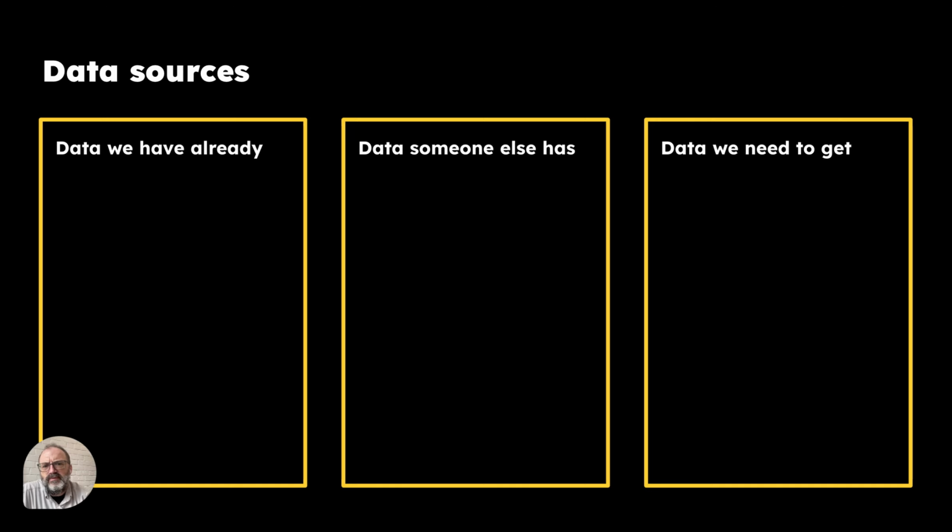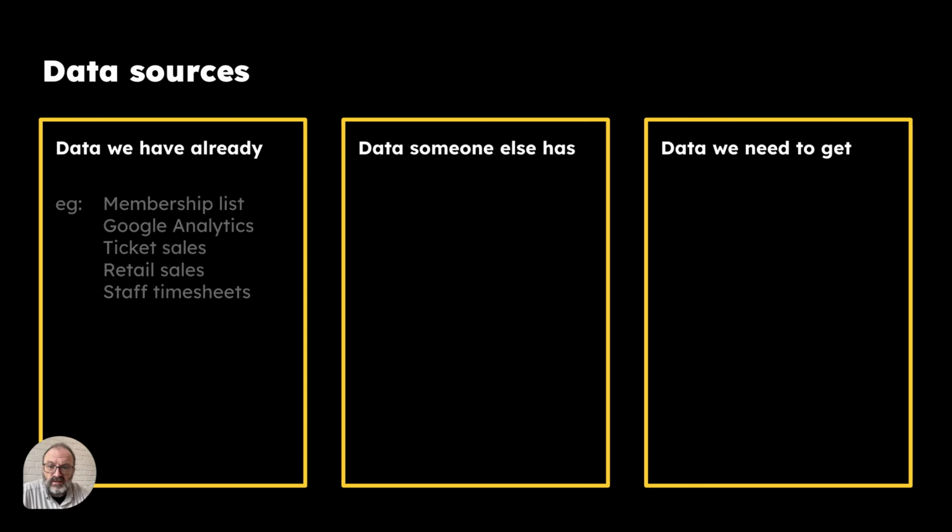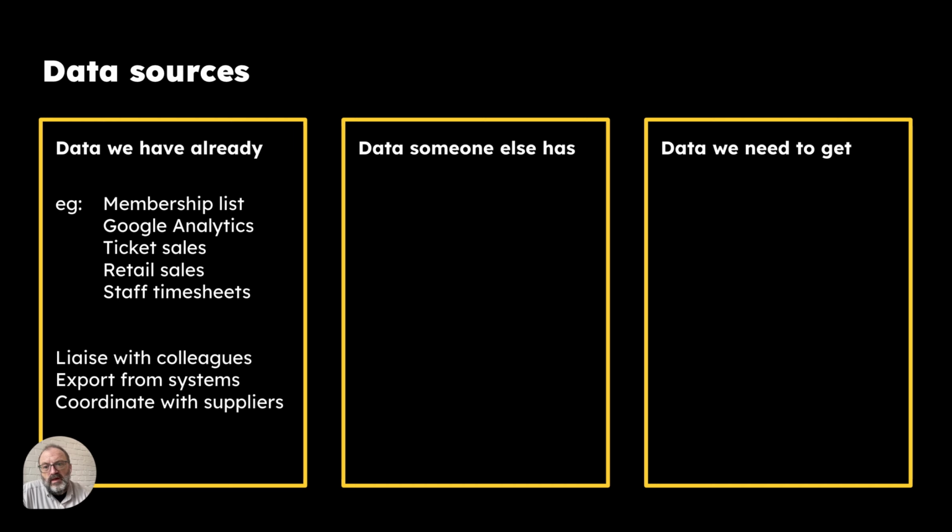So let's look at data sources. There are three main categories of data source. There's data we have already, data that someone else has, and data that we need to get. If we drill into these, data that you have already might be a membership list. It could be web traffic like Google Analytics. It could be ticket sales or retail sales or timesheets, the activities of staff members. And to get hold of that, you might have to liaise with colleagues or export data from systems or coordinate with your suppliers and vendors.